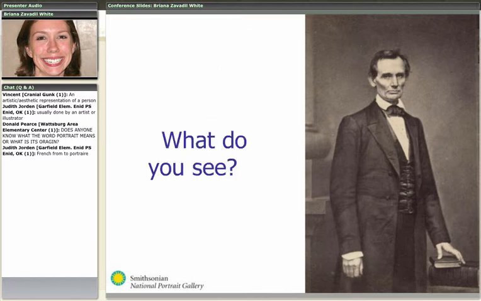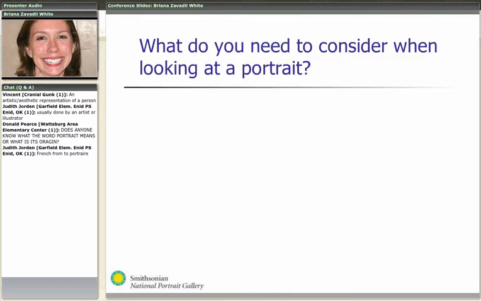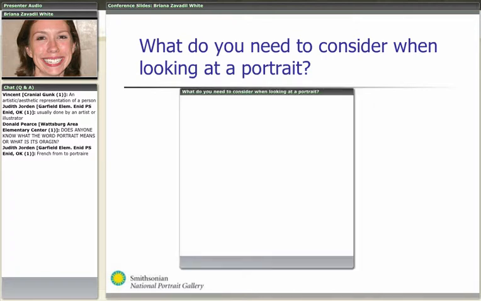Great. That was a really powerful activity for me to begin to think about how to read what you see in a photograph. What do we have here? What do you need to consider when looking at a portrait? And again, I want you all to think about looking, okay? We're talking about looking here. And I think what Jonathan is going to do is pull up a poll. Exactly. We're going to bring that up on your screen now.